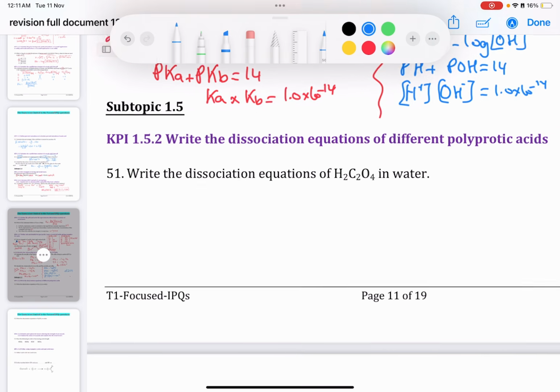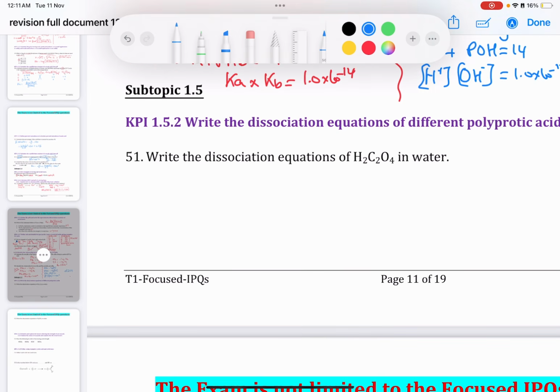Writing the dissociation equations of polyprotic acids. This could be challenging, so you have to be careful in writing the equation. If this is a diprotic acid, it means I have 2 steps of dissociation equation. So we start 1 H plus at a time.